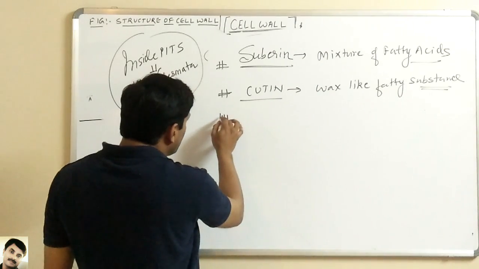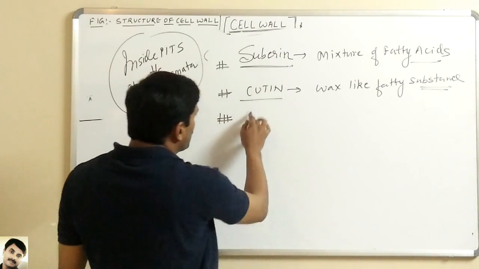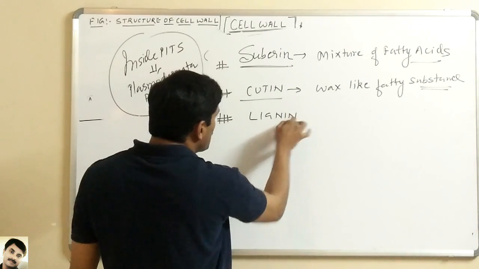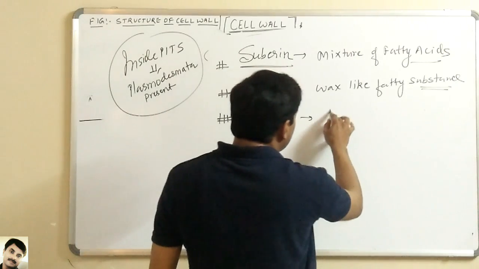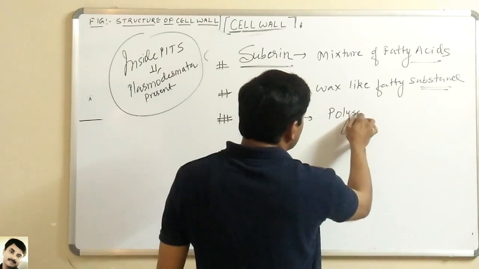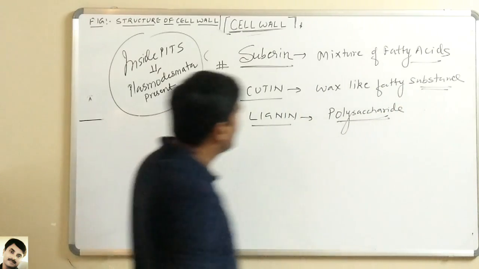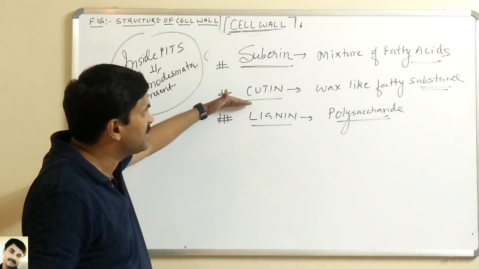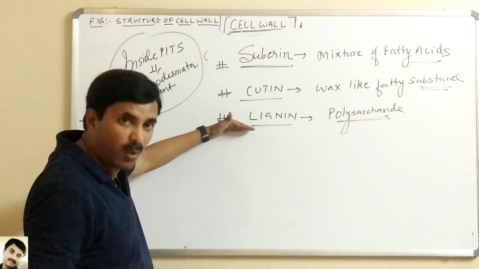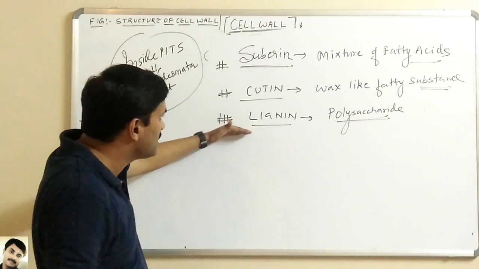The third one is lignin. You must also know what lignin is. Nature-wise, lignin is a polysaccharide. So these substances can be deposited on the cell wall.